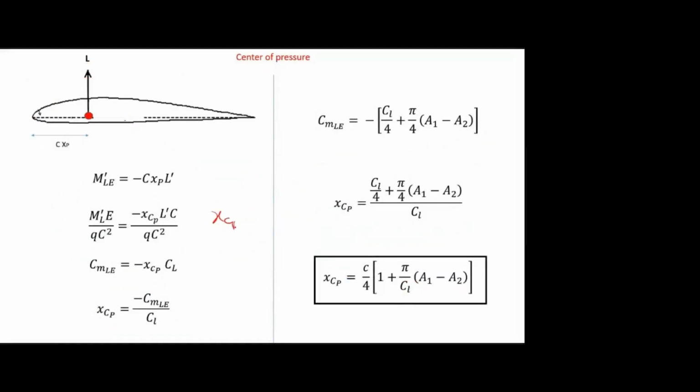Okay, so there it is 1 by 4 for symmetrical. For unsymmetrical, we are getting CL term. These two are constant. Pi, C by 4, everything is constant. But the CL will vary if you change the angle of attack. That's why we are going for the aerodynamic center. So for unsymmetrical airfoil, center of pressure is not fixed. It will be moving here and there if you change the angle of attack. Is that clear? Okay, for symmetrical it is fixed. For unsymmetrical it is moving if you change the angle of attack.